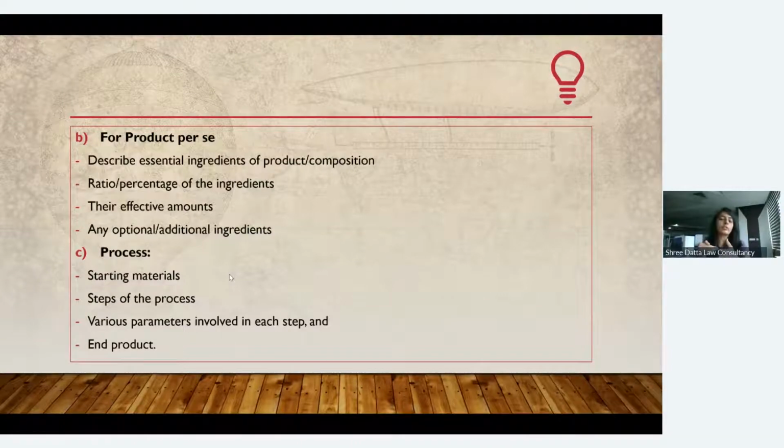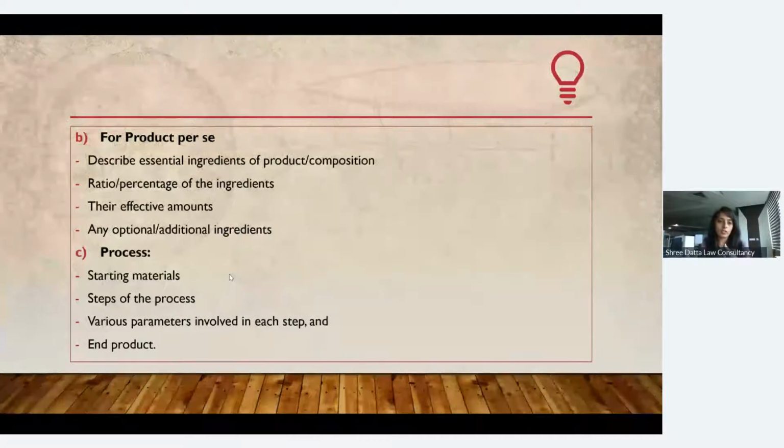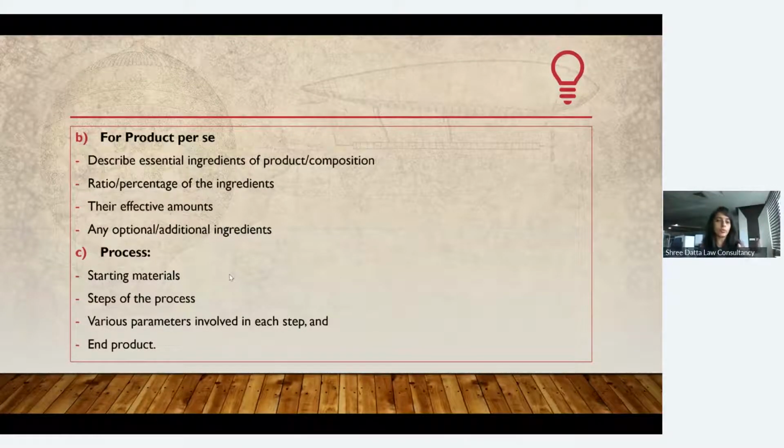Which different types of other ingredients have you incorporated? What is the ratio and the percentage of that ingredient you have added? What is the exact effective amount? Meaning you are using 2 to 4%, but at 2.5% it is giving more effect. Also, any optional ingredient which is required, or additional ingredient.